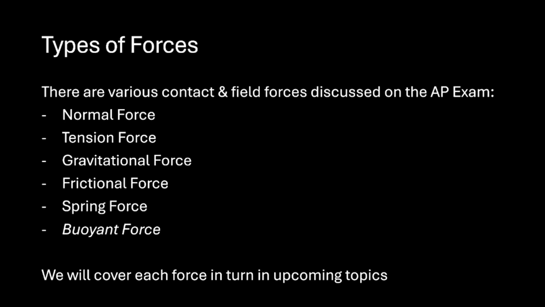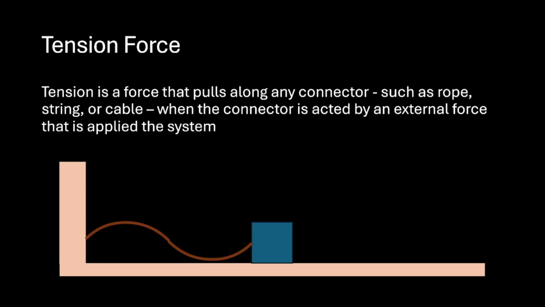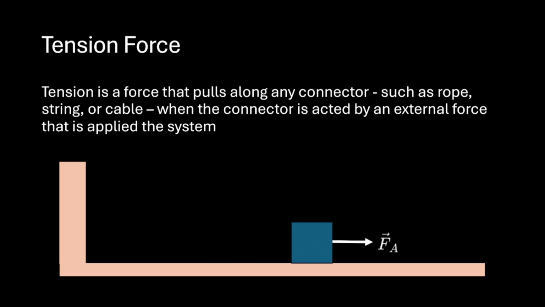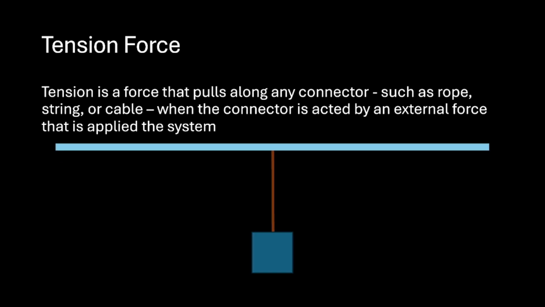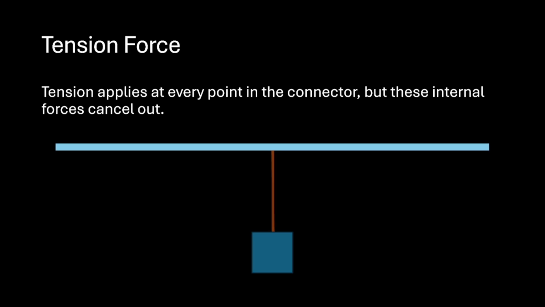Now let's talk about the tension force. Tension is a force that pulls along any connector, such as a rope, string, or cable, when the connector is acted on by an external force. So if we have a force applied here, it'll stretch the rope, which will cause it to completely stretch out. So tension applies at every point in the connector, but these internal forces cancel out.